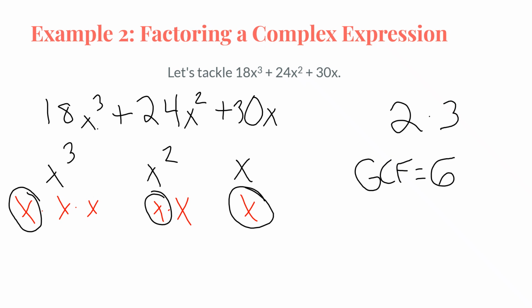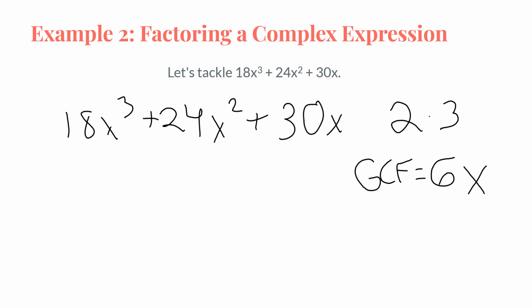Now, since the x can't give out any more, that's our GCF for the variables. So then we have 6x. Now we're going to factor out the GCF from the trinomial. So now we're going to take this step by step. So the first thing we want to factor out is the 6. So we're going to go ahead and divide everything by 6.